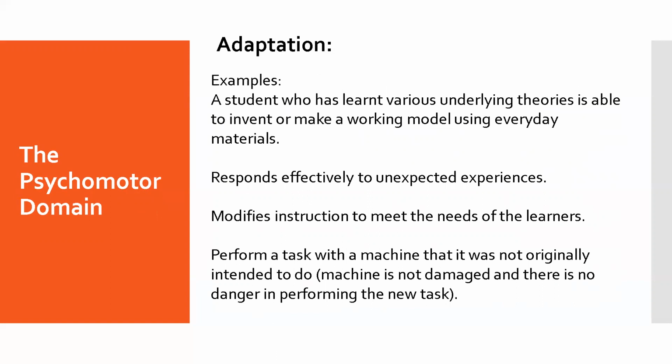Examples: a student who has learned various underlying theories is able to invent or make a working model using everyday materials, responds effectively to unexpected experiences, modifies instruction to meet the needs of learners, performs a task with a machine that is not originally intended to do it. For example, the machine is not damaged and there is no danger in performing a new task, and you use this machine for other purposes.